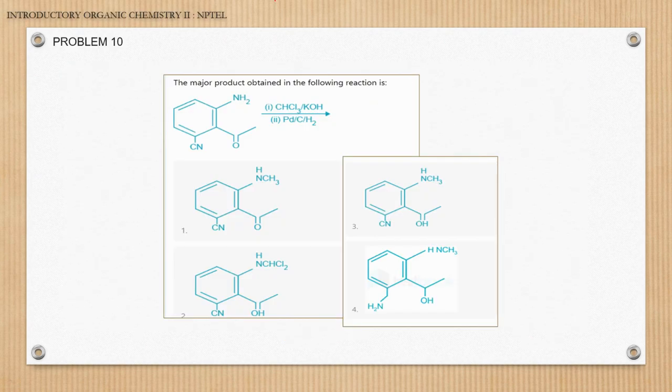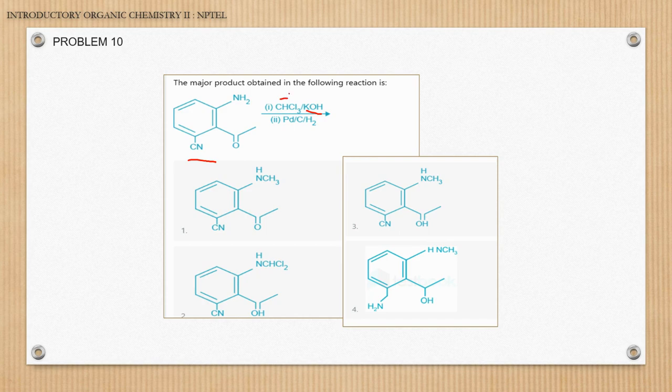In problem number 10, you have to identify the major product obtained in the following reaction. So this is the starting material and these are the two conditions, and you have to identify the product of this reaction. So first of all, this amine is treated with chloroform and KOH. So what will happen? This KOH being the strong base, what will it do? It will abstract the acidic proton.